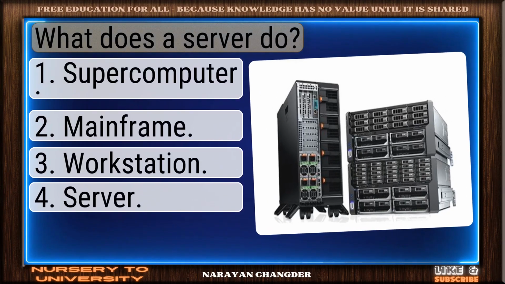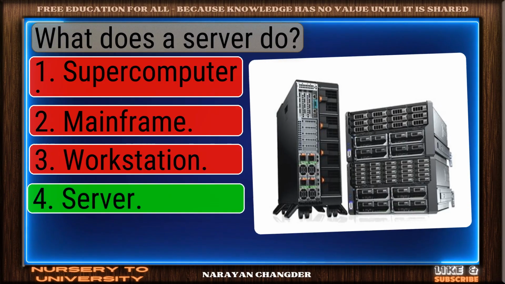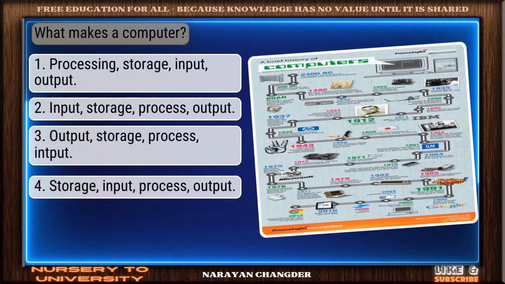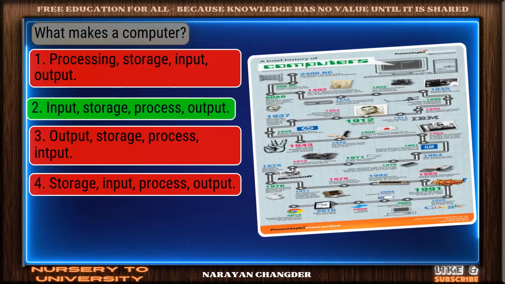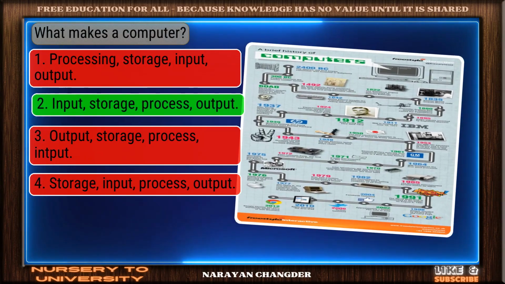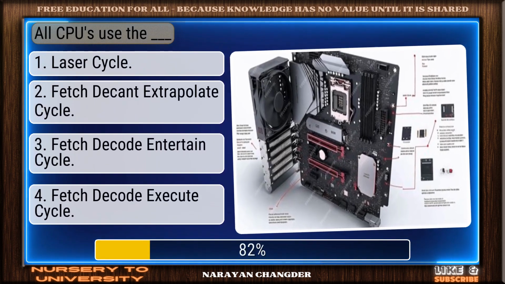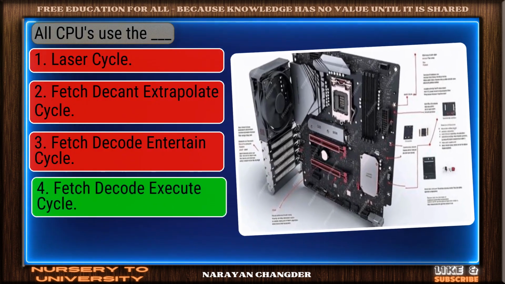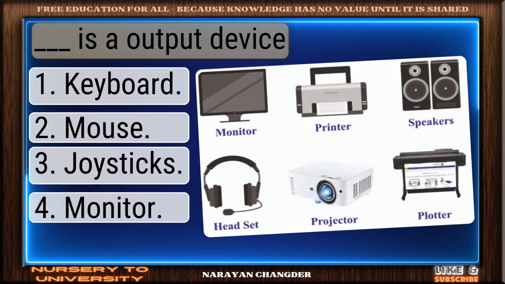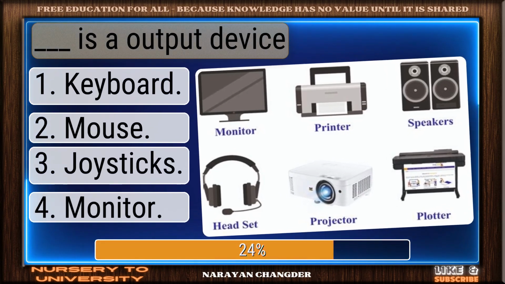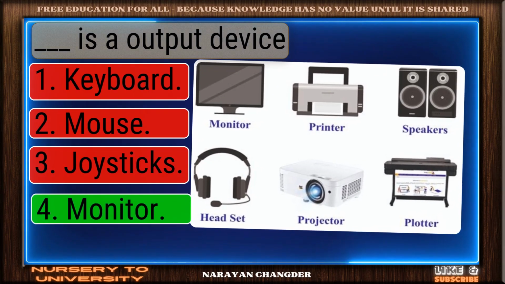What does a server do? Right again. Server is valid. What makes a computer? You chose input, storage, process, output. Correct. All CPUs use the dash? Nicely done. Fetch, decode, execute cycle is solid. Dash is the output device? Strong choice. Monitor is right.